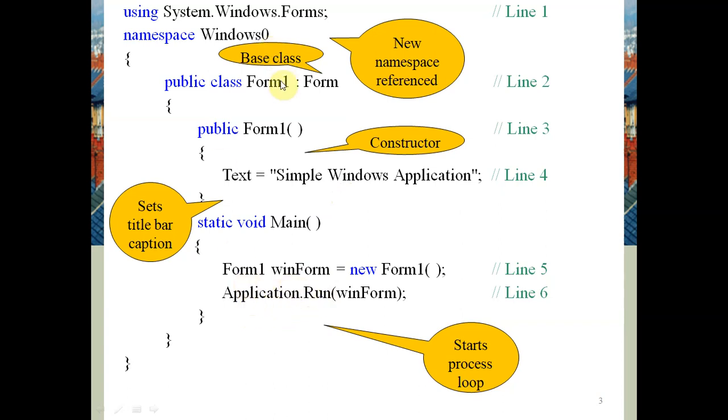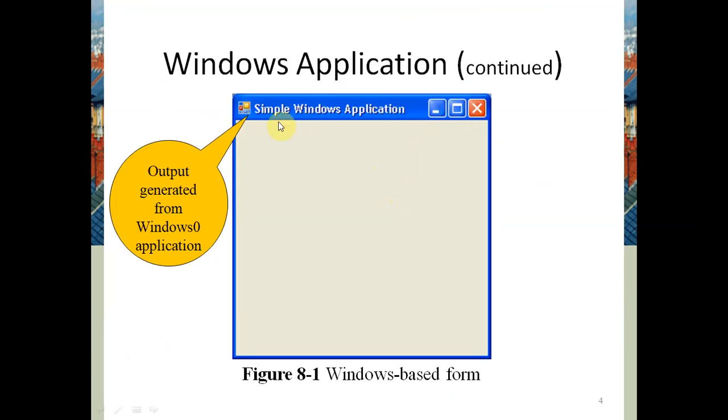first of all we have created the object of form1, winForm equals new form, and we are running this winForm with application.run winForm. As we execute this constructor, it starts the process loop. First of all it will execute its constructor, which is automatically executed. When we write the constructor, we initiate the object, so it will execute and it will change the message to simple Windows application. You can see simple Windows application is the message. So this is the window based form, the output generated from the Windows application.